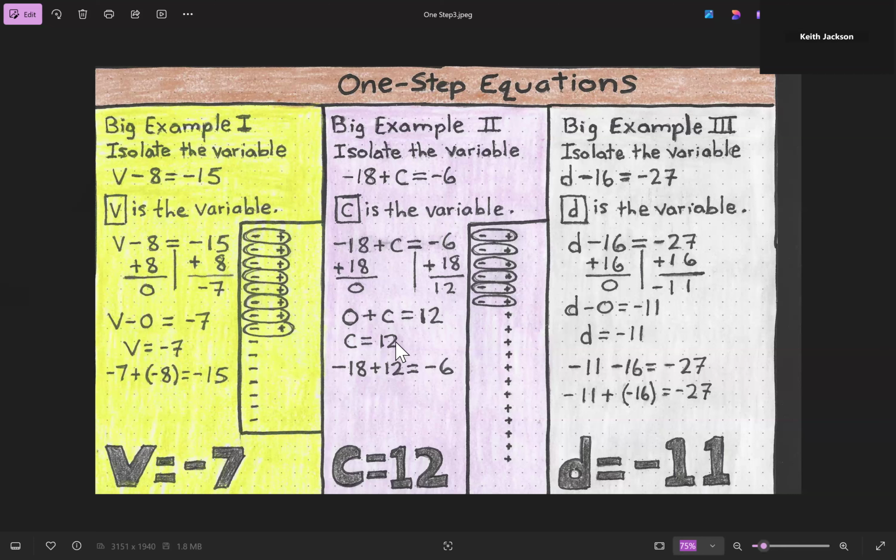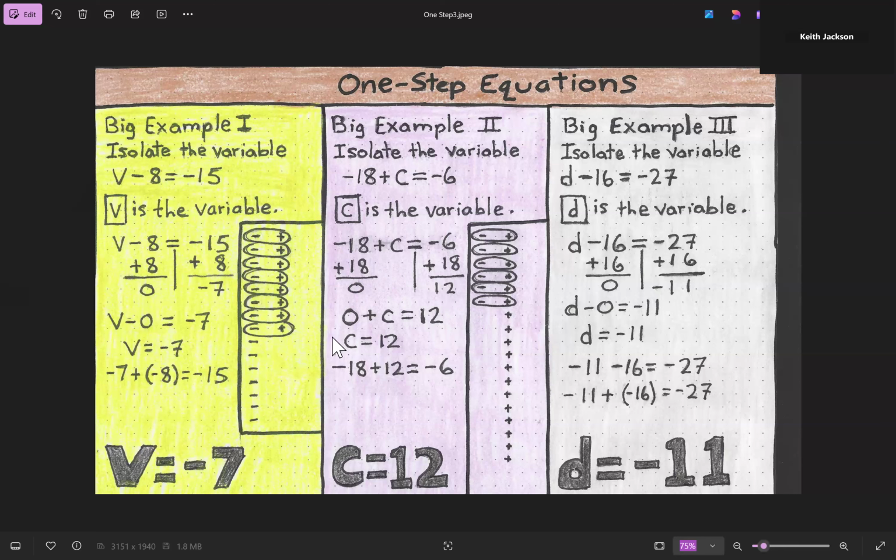Let's move on to big example 2, in which we have negative 18 plus c is equal to negative 6. Right here, we're going to isolate the variable because c is the variable. We're going to find the number that is on the same side of the equal sign as our variable c, and that happens to be negative 18. So we're going to have to add 18 to both sides. We have to do the opposite operation to find out what c is in order to get that 0 right there. If we add 18 to both sides, we get a 0 right here, which is exactly what we wanted, and we get a 12 right here because 18 minus 6 will give us a 12.